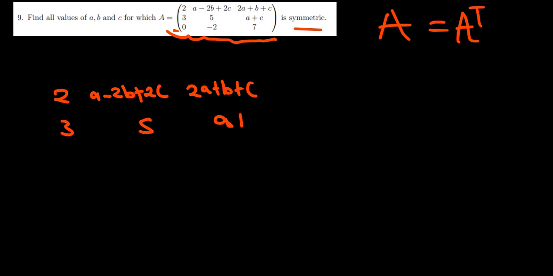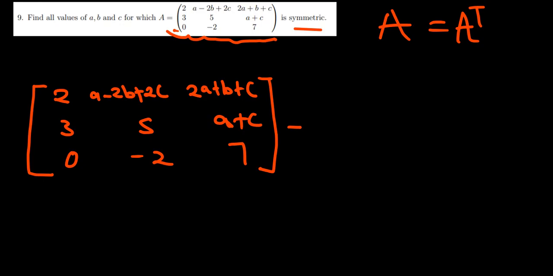So I'm going to say 2A, minus 2B plus 2C, 2A plus B plus C, and then we have 3, 5A plus C, and then we have 0, minus 2, 7. Okay, so this is our matrix A. Let's equate it to the transpose.